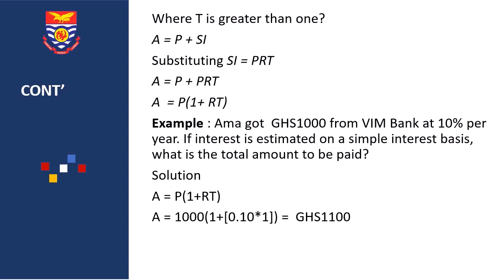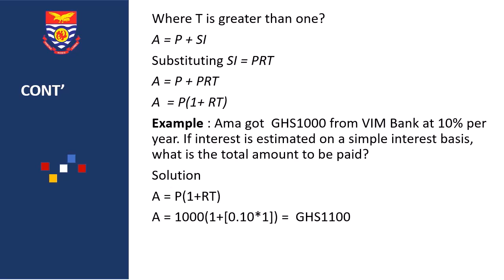Yeah, so as you can see in the brackets, we all did core maths way back in the SHS. So let's do a simple calculation. Let's solve what is in the bracket first. So the 0.10 will multiply the 1. Whatever you get, then you add it to the 1. I hope you get it. Then you multiply it by the 1,000. Let's try it and see. You can also try with your calculator to confirm.